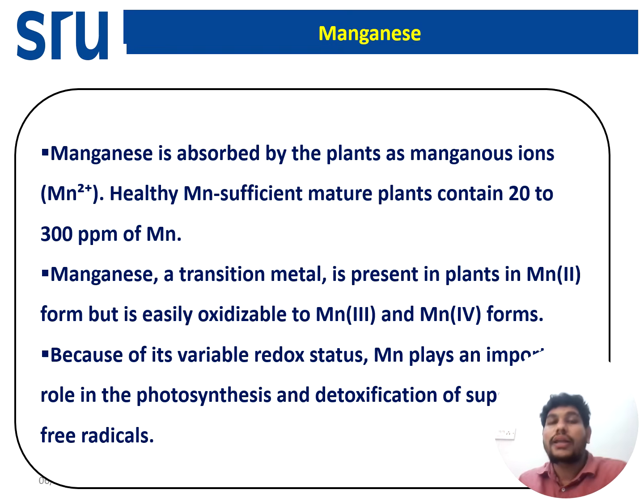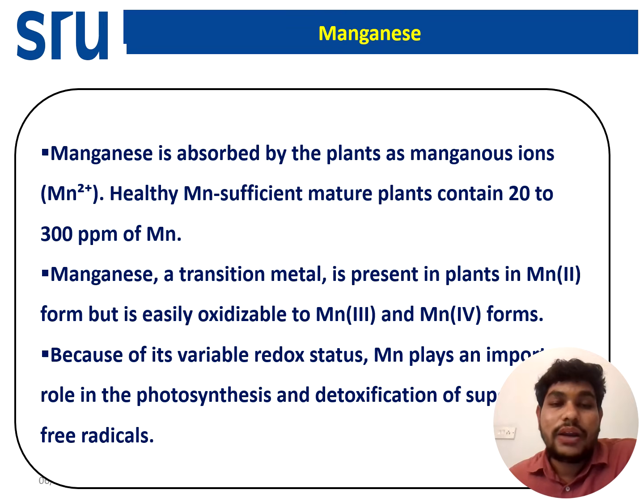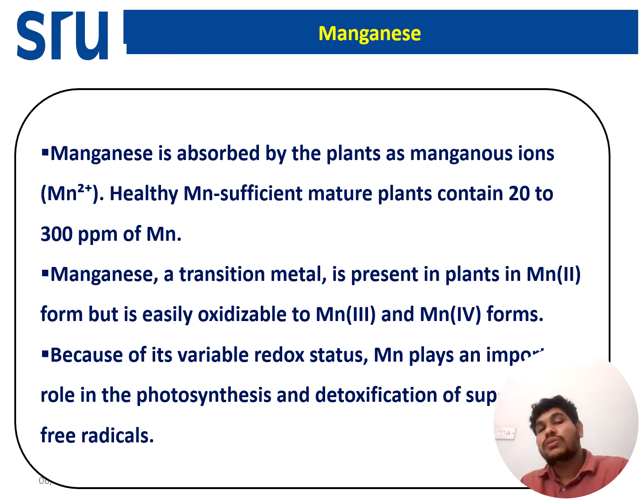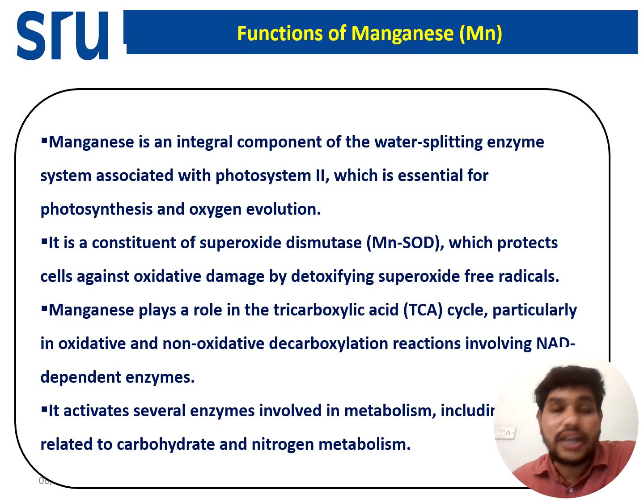Then coming to another element, that is manganese. Plants obtain manganese in the Mn2+ form, where the sufficient range of manganese is between 20 to 30 ppm. Manganese is also a transition metal, so it is present in three forms: Mn2+, Mn3+, and Mn4+. Because it is a transition metal, it takes part in redox reactions. Mostly it plays a major role in photosynthesis and respiration reactions.